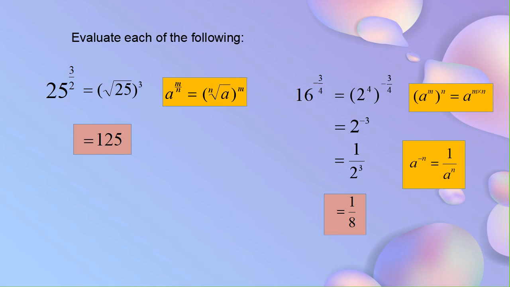Let's look at the second question. 16 to the power of negative 3 over 4. We can write it as 2 to the power of 4 raised to the power of negative 3 over 4. When the power is raised to another power, you just need to multiply the index and you get 2 to the power of negative 3. Use the negative index law and you get the final answer 1 over 8.